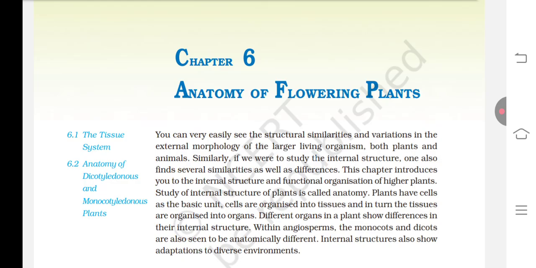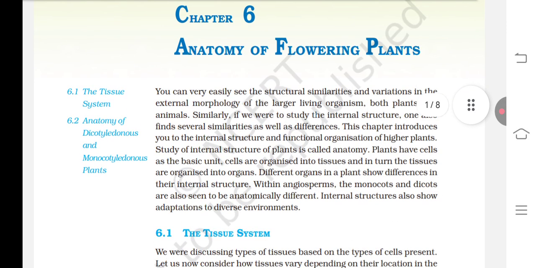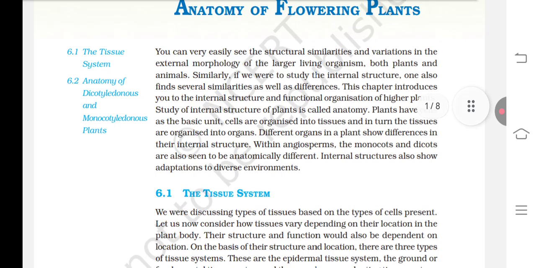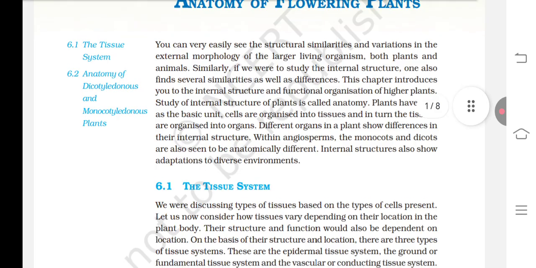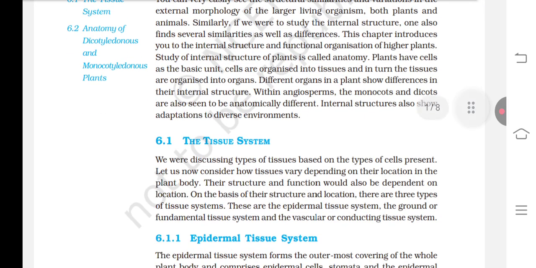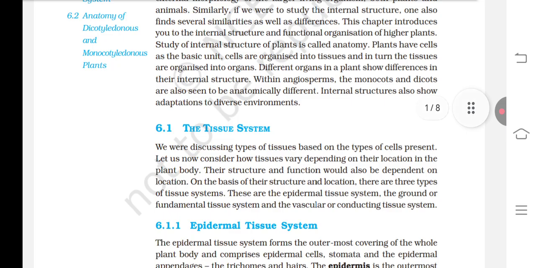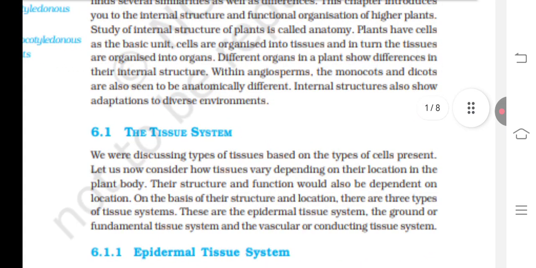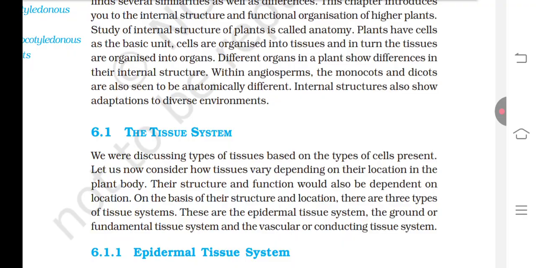The tissue system. You can very easily see the similarities and variations in the external morphology of larger living organisms, both plants and animals. If we were to study the internal structure, one would also find several similarities as well as differences. The chapter introduces you to the internal structure and functional organization of higher plants. The study of internal structure is called anatomy.